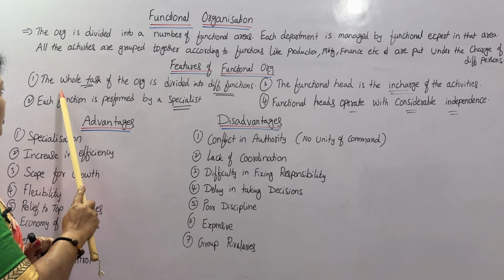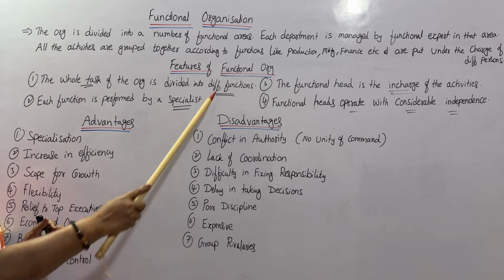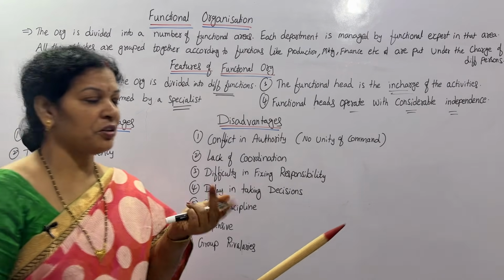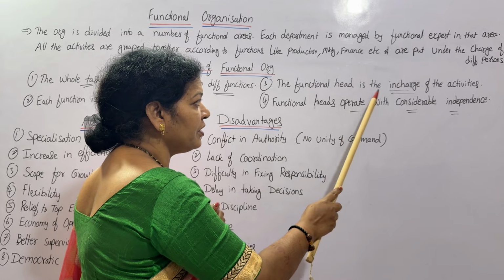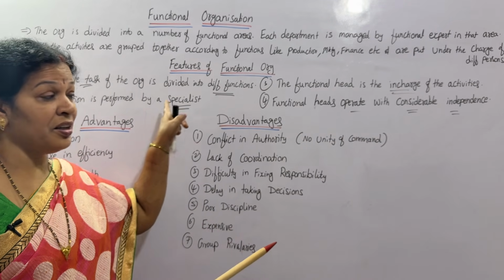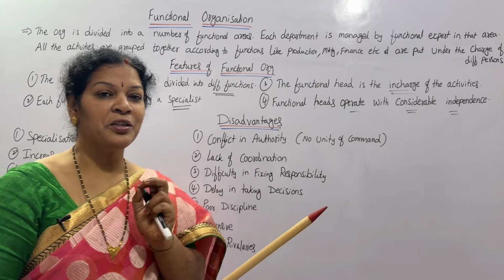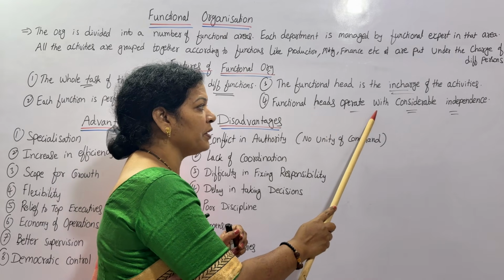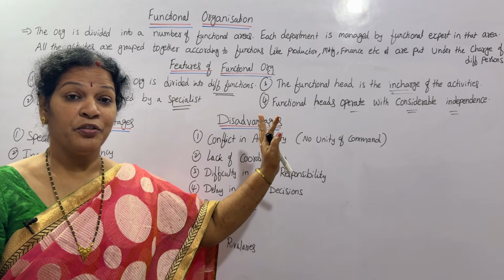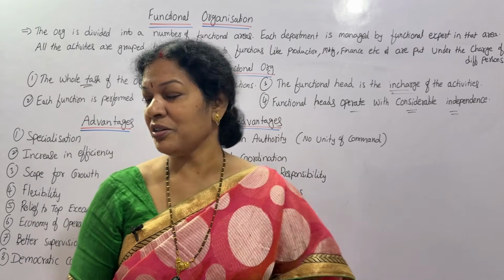Once again, the whole task of the organization is divided into different functions, department wise. Each function is performed by a specialist, the function head. The function head is in charge of all the activities. Here we have identified a specialist and he will be given charge. Lastly, he has some liberty to handle the things. That is, function heads operate with considerable independence. Four features. If you understand this, then we can go for advantages and disadvantages.